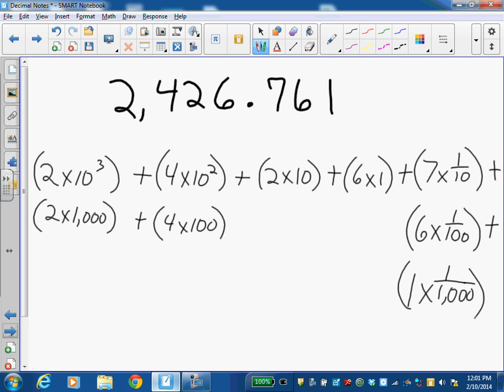So as you can see, this is really just a pattern. It's following a pattern. The 7 is in the tenths place, so it's 1/10. The 6 is in the hundredths place, so it's 1/100th. And the 1 is in the thousandths place, so it's 1/1000th. Right? So this is another way that you can write in expanded notation or expanded form.